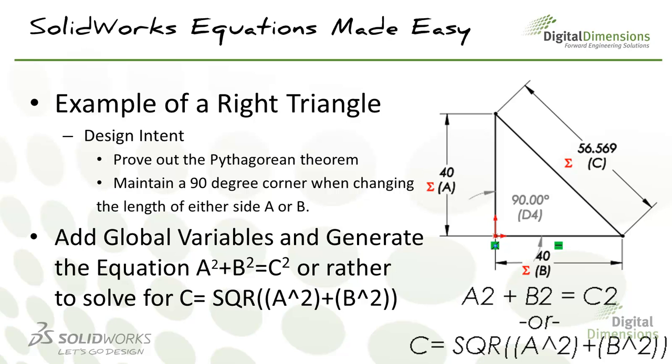And my next example that I want to share with you is that of a right triangle. My design intent here is I want to prove out Pythagorean's theorem. In other words, I want to maintain a 90-degree corner, a right triangle, when I change the length of either side A or side B. So to set this up, I'm going to add the global variables of A, B, and C, and I'm going to write the equation a squared plus b squared is equal to c squared. Or rather, to solve just for c, I'm going to take the square root of a squared plus b squared.